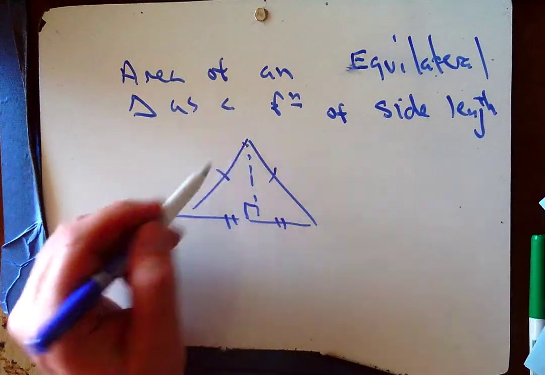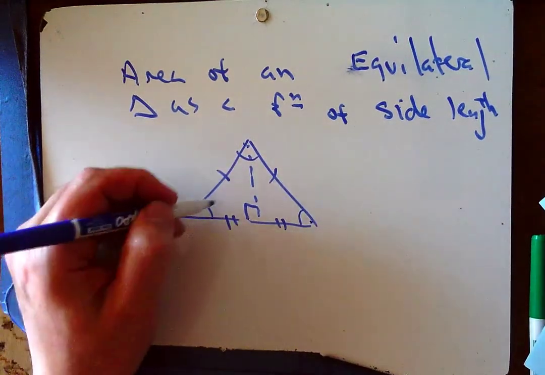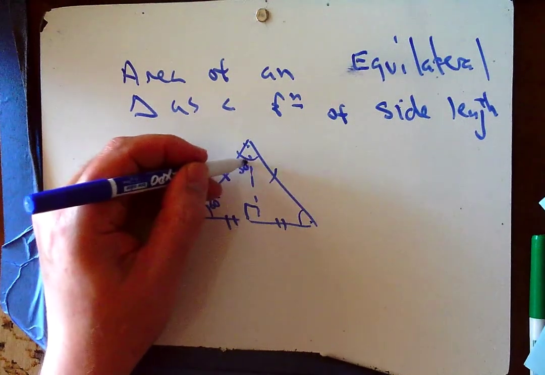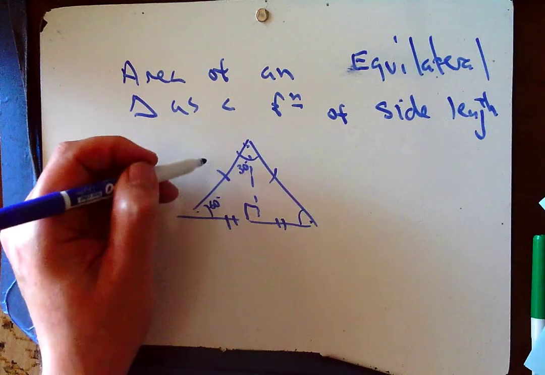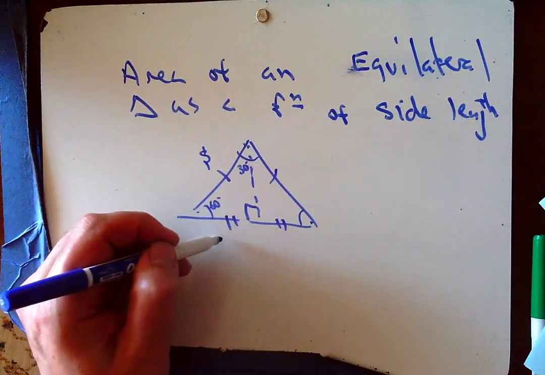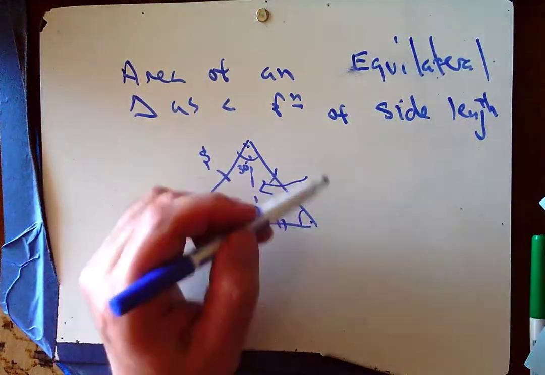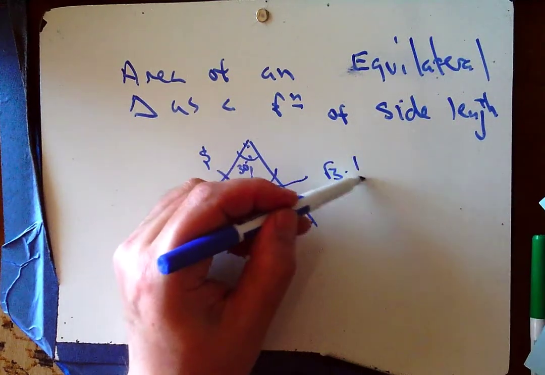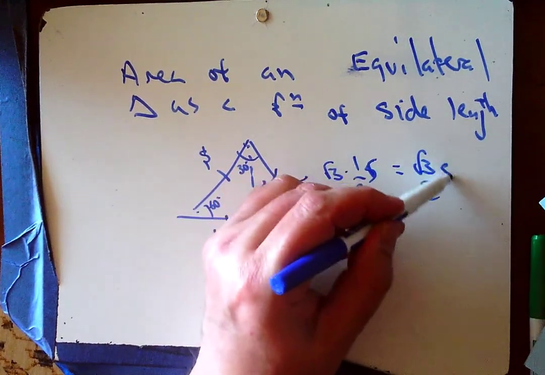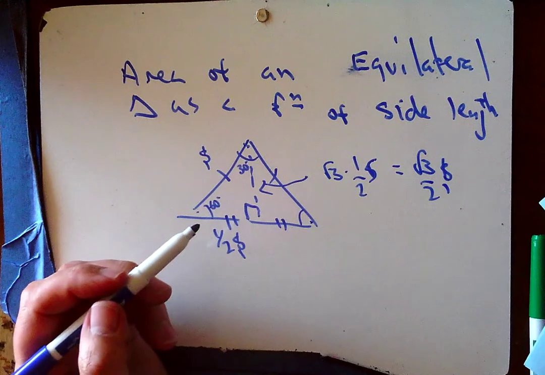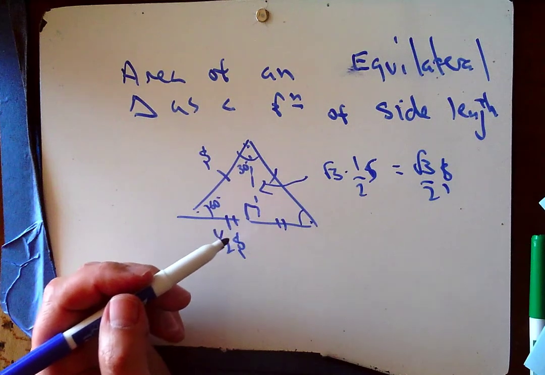Speaking of angles, because the three sides are the same, we know all these angles are the same. And so what I'm looking at here is a 30, 60, 90. What do we know about the ratio of sides in a 30, 60, 90? Well, if this is s, then this is 1/2 s, and this is root 3 times 1/2 s, or root 3 over 2 s.